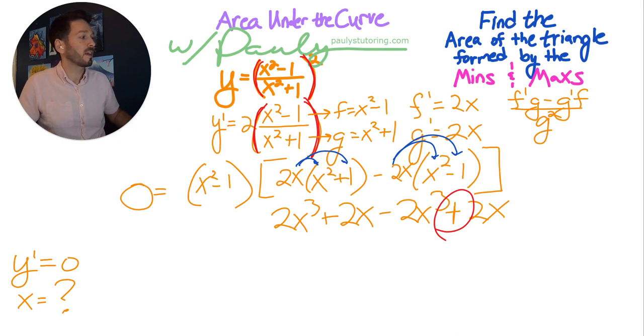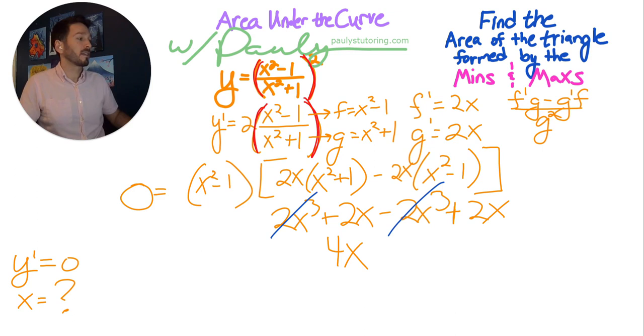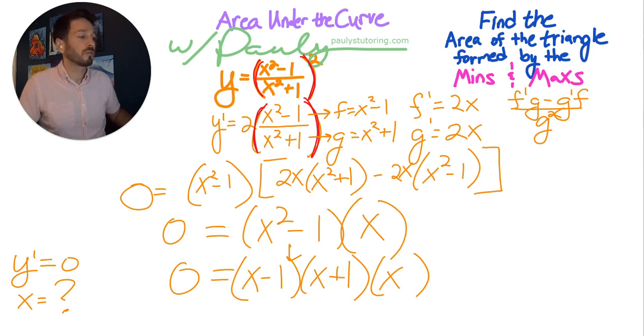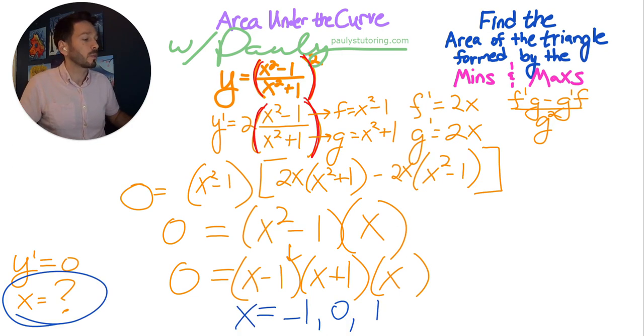Just be very careful of that double negative there, that minus 2x times negative 1. And the 2x cubes will cancel out, and we're just left with 4x times x squared minus 1. Remember, this equals 0, so we can divide by that 4 or any constants. You should recognize the x squared minus 1 as a difference of squares. That's x minus 1 times x plus 1. These are all factors, so we should set each of these individual factors, the parenthesized terms, equal to 0. Those locations are negative 1, 0, and 1.